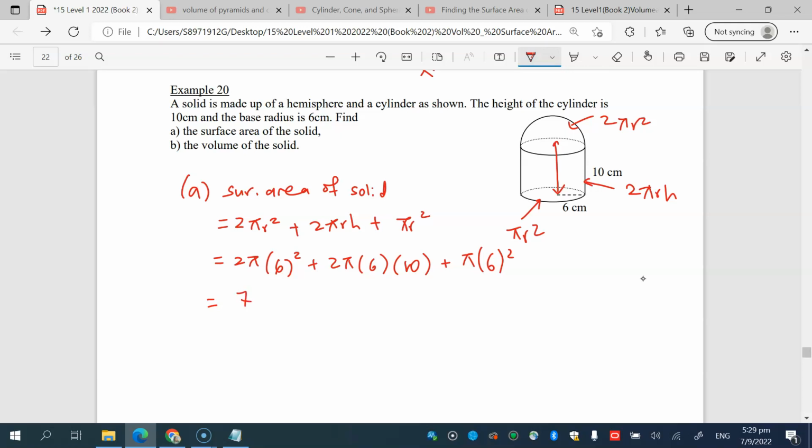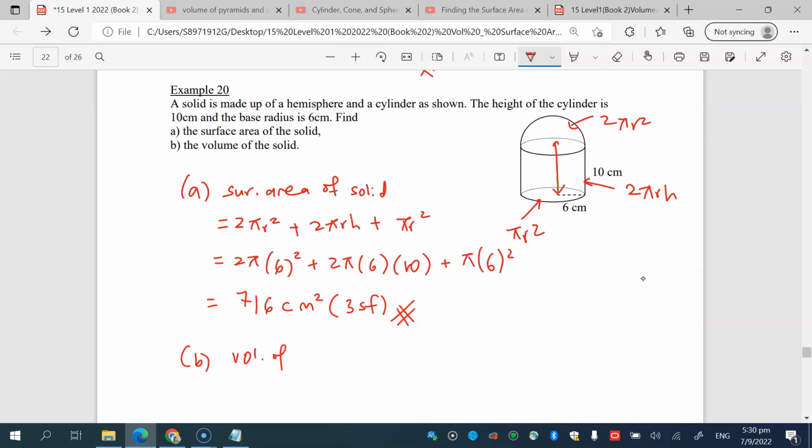So final answer is 716.283. So you can leave it as 716 cm square to 3 SF. Very good. Then find the volume of the solid.